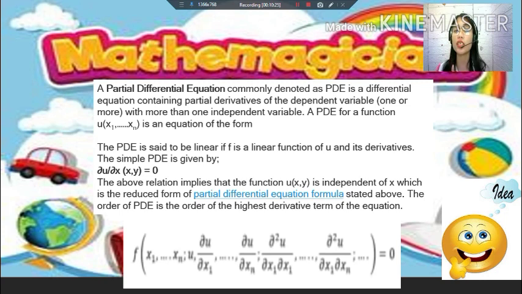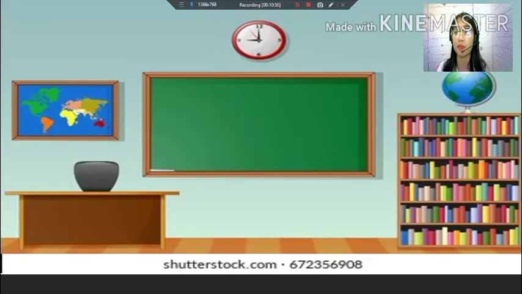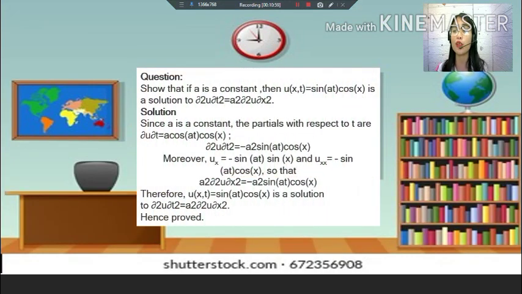Partial derivative of u over partial derivative of x, quantity of x, y equals 0. The above relationship implies that the function u of x, y is independent of x, which is reduced from the partial differential equation formula stated above, or below, rather. The order of a PDE is the order of the highest derivative term of the equation. And this is the example to further understand what is a PDE.